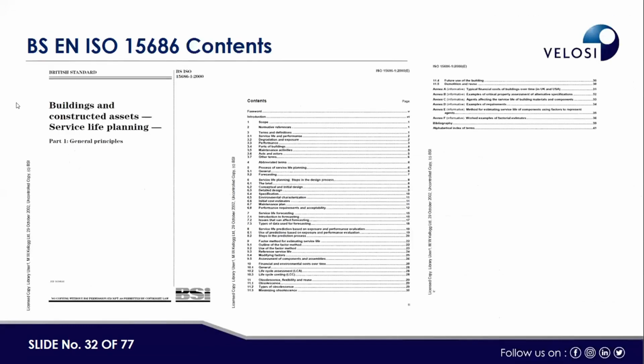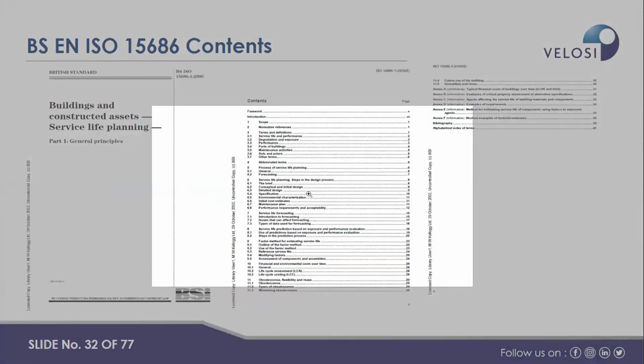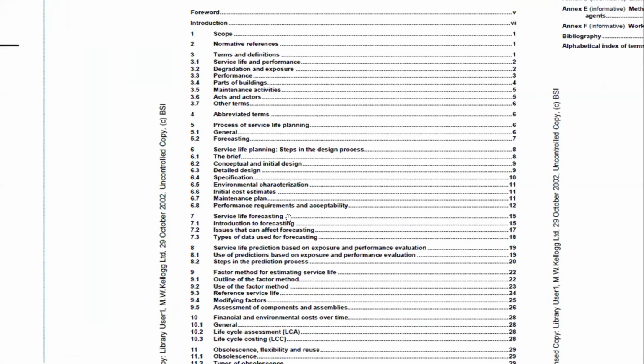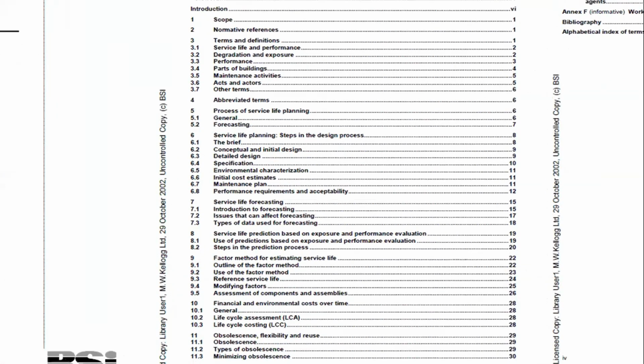The second standard, which is coming from America, has a similar approach: Buildings and Constructed Assets, Service Life Planning. Since the standards come from two different continents, their approach and wording could be a little different. Normally, as people say in our world, American standards are easier to follow, and the approach coming from Europe is a little more complicated, but both are equally good.